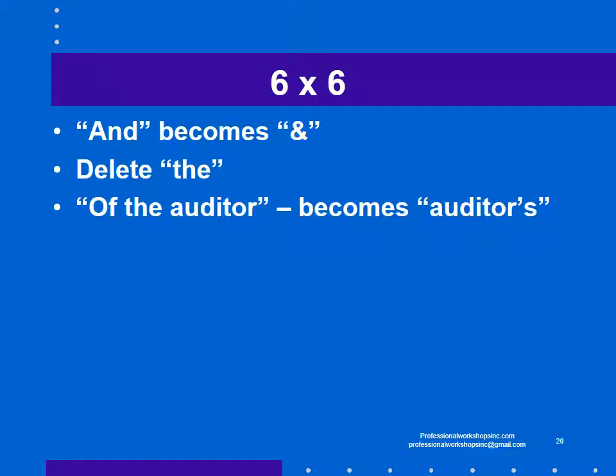To keep to 6 by 6, another couple of tricks. Take the word "and" out and replace it with an ampersand. You can almost always delete the word "the", just get rid of the word. The slide works, you can talk to it. And "of the auditor", "something of the auditor", becomes "auditor's" possessive, and 3 words becomes 1. So if you work at it, you can get it down almost all the time.